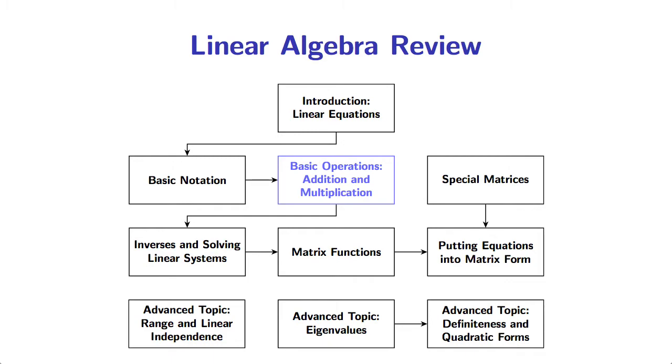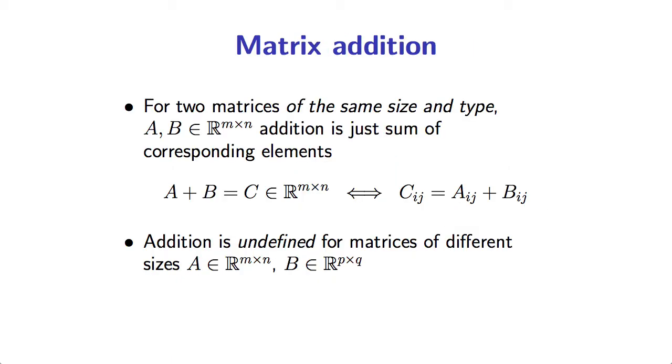Now let's talk about some of the more basic operations we can do with matrices and vectors. And these are addition and multiplication of matrices and vectors. To start out with addition, addition is very simple.